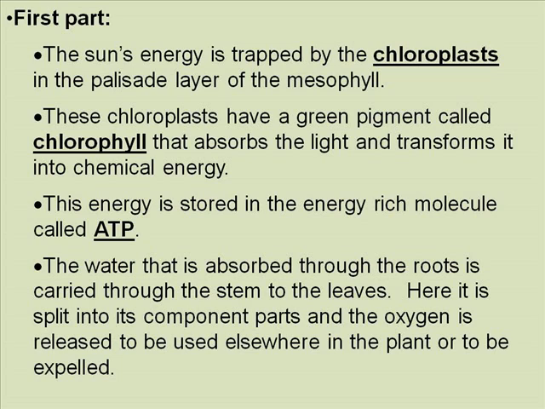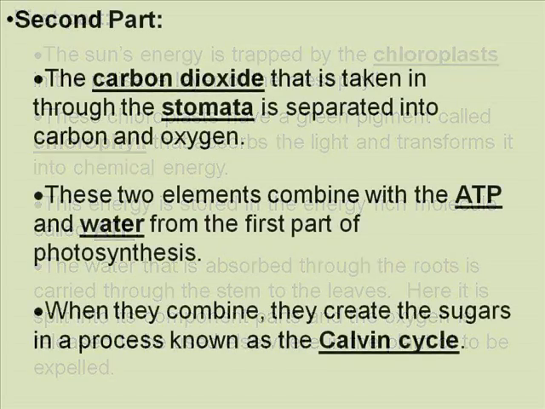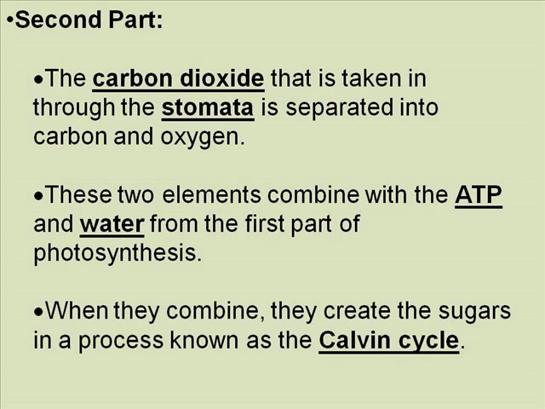The second step of photosynthesis is that water needs to be absorbed. So water is going to enter through the roots, make its way up through the stems, and it's going to end up at the leaves. Here in the leaves, it's going to be broken down into its parts. So if you've ever heard of water referred to as H2O, it means it has 2 hydrogen and 1 oxygen. So those 3 molecules are going to break apart from each other. And then we're going to move into the second part of photosynthesis.